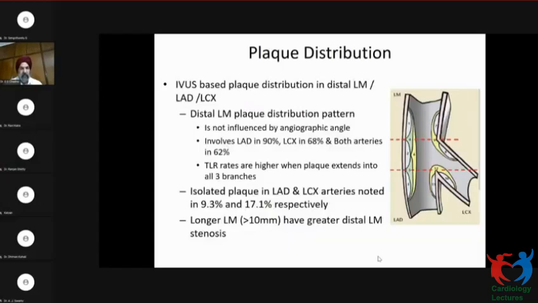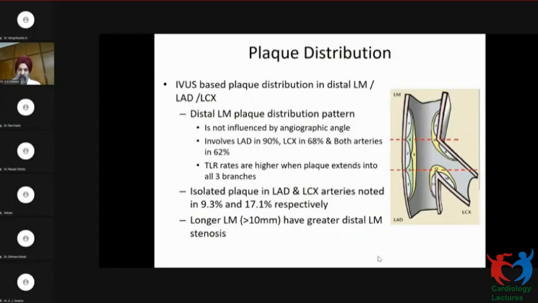The other interesting thing about the bifurcation anatomy is the plaque distribution. And in this context, I would like to draw your attention to an IVUS-based study for the distal left main. This clearly showed, number one, that the plaque distribution is not affected by the bifurcation angle. And if you have distal left main disease, in about 90% it will involve the left main, 68% the circumflex will be involved, and both the arteries are involved in 62%. And if all three branches are involved, you have much higher rates of TLR.